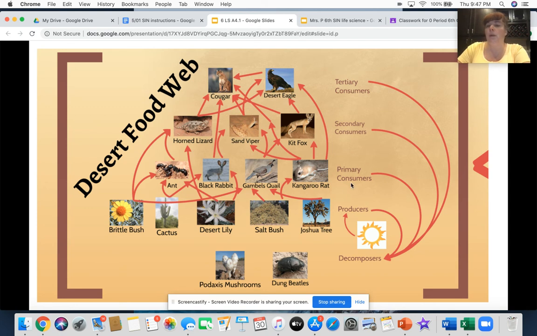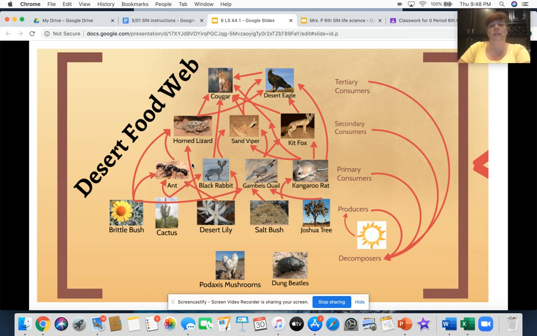Then we have our primary consumers. They eat all of the things down here. Okay, and then we have our secondary consumers. They eat these, and sometimes they eat some of these. Okay, so you can see out here our horned lizard eats the brittle brush and the ants, and the quail eat the brittle brush.